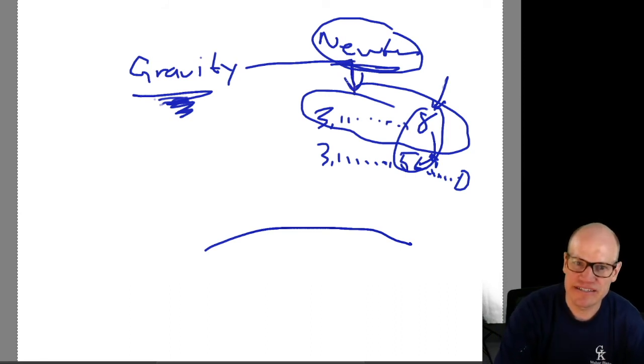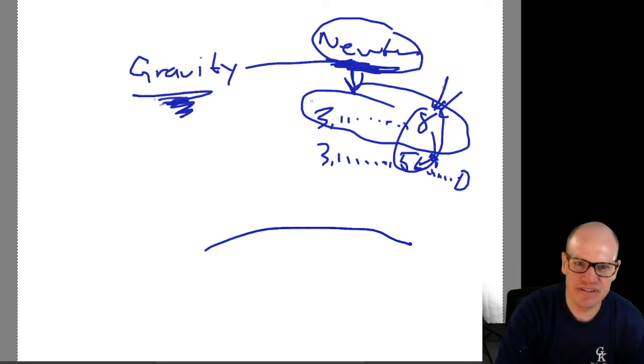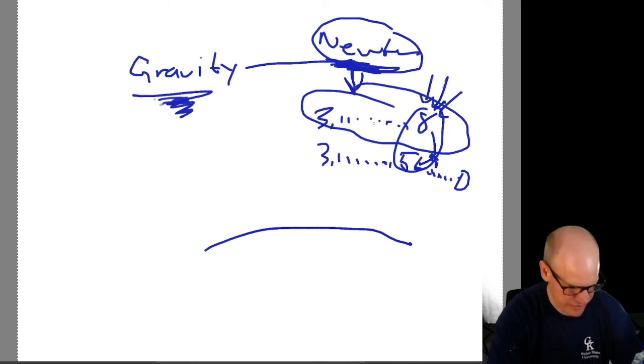However, it's inaccurate. It gives you wrong answers. So the question becomes, is the inaccuracy of Newton's theory of gravity too big of a deal? Is the inaccuracy something that we need to worry about, or is it something that we don't need to worry about? And so here's what you would do.